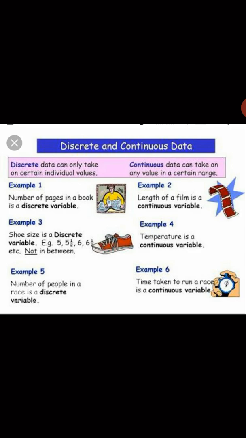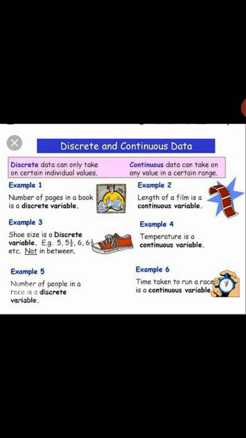Example 5, number of people in a race. Number of people in a race are fixed before the race starts. They can be 5 people or 10 people or 15. It's fixed. So here number of people in a race is an example of discrete variable. And the last one, time taken to run the race. Now every runner will take different time to reach the final point of the race. So here the time taken can be any number. So here this example 6 is of a continuous variable.